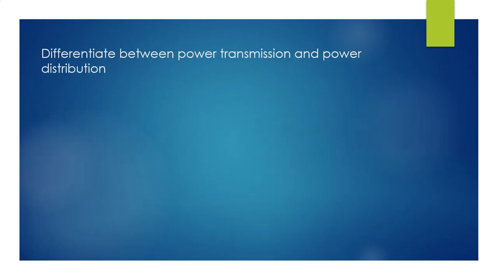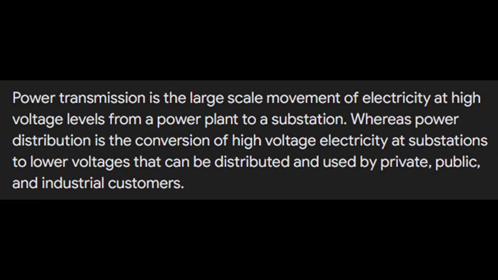Differentiate between power transmission and power distribution. Power transmission is the large-scale movement of electricity at high voltage levels from a power plant to a substation, whereas power distribution is the conversion of high voltage electricity at substations to lower voltages that can be distributed and used by private, public, and industrial customers, also including domestic customers.